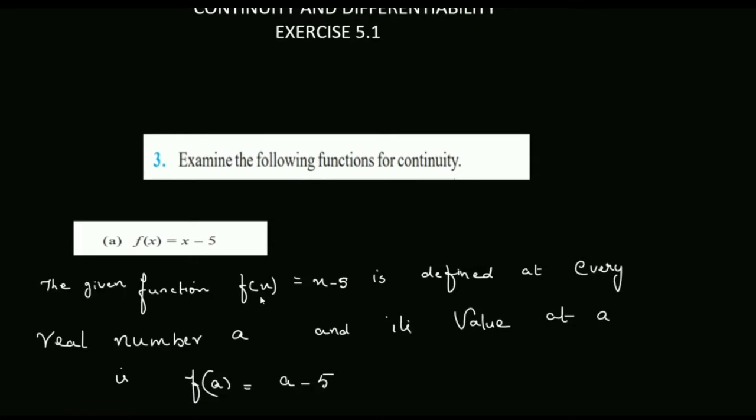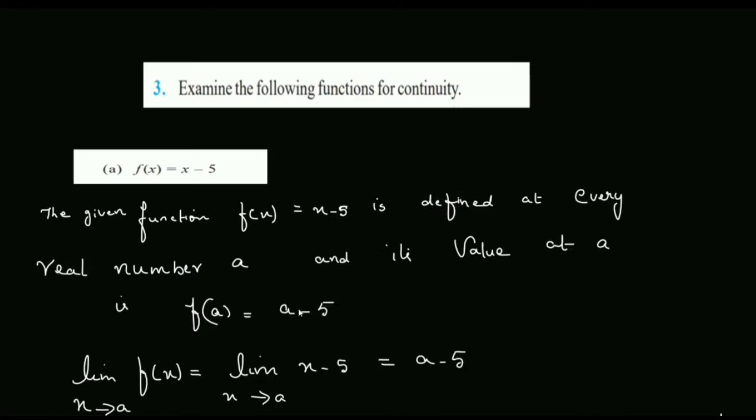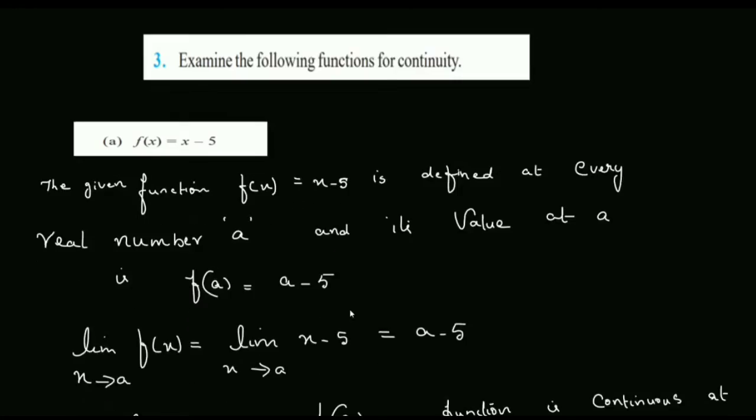So for the given function, first we have to check whether the function is defined at every point. Yes, the function f of x is equal to x minus 5 is a linear function, so it is defined at every real number a. And what is the value of the function? F of a: substitute x is equal to a, you get a minus 5. So the functional value is a minus 5.